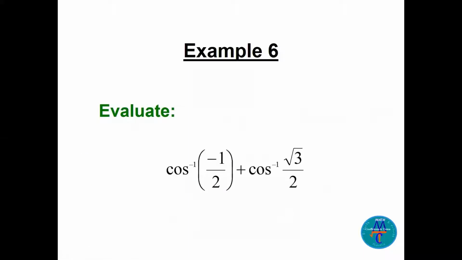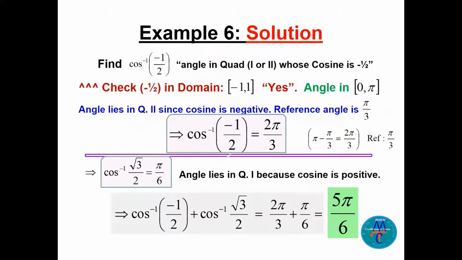Let's see a nice question now. We need cosine inverse of minus half plus cosine inverse of square root of 3 over 2. And then we need to add them. So let's find each one separate. Cosine inverse of minus half.